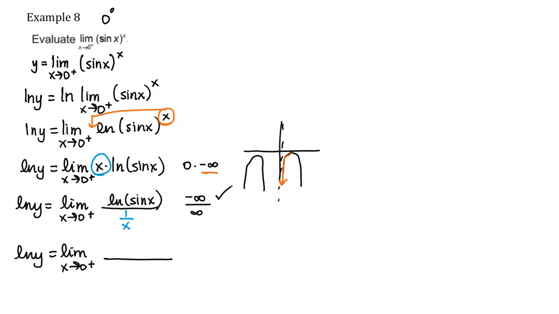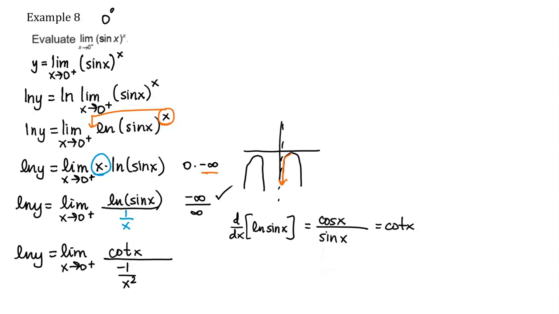Taking the derivative of the expression in the numerator, the derivative of natural log sine x, think about the u prime over u rule. In this case, u would be sine, so that's what we would have in our denominator. And in the numerator, the derivative of sine is cosine. So we have cosine over sine, which is equal to cotangent x. And in the denominator, the derivative of 1 over x is a negative 1 over x squared.